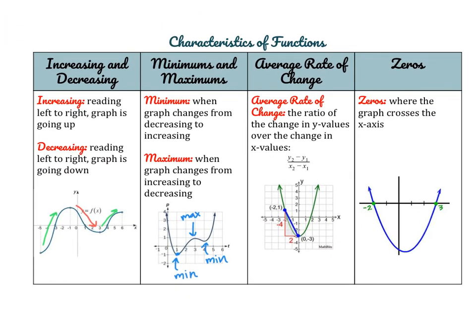And last, these zeros. The zeros are where your graph crosses the x-axis. Notice here, we don't care about where it crosses the y-axis for this particular characteristic. It's where it crosses the x-axis, and then you list the x values where it crosses. So this graph has 2 zeros, one at -2 and one at 3.